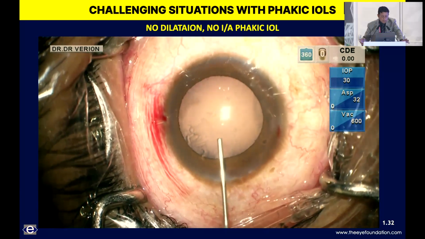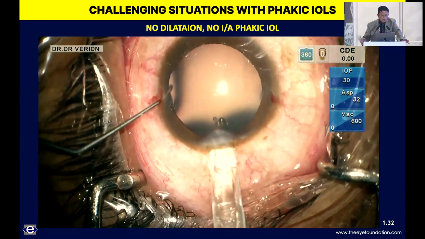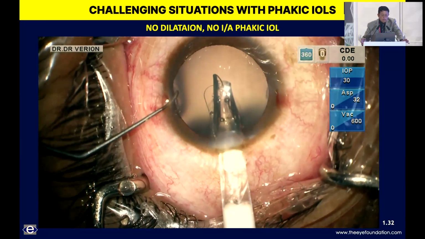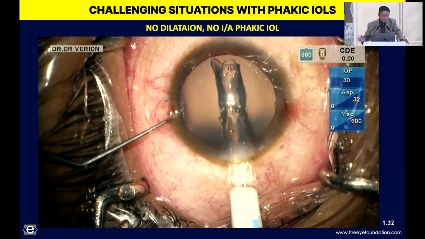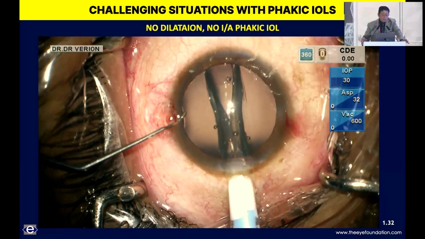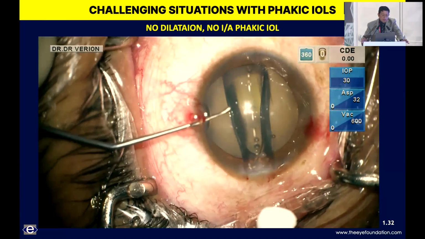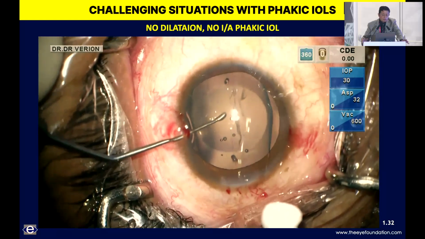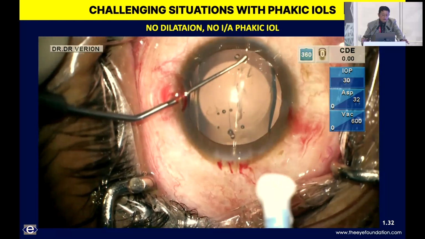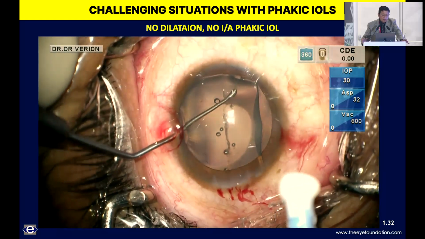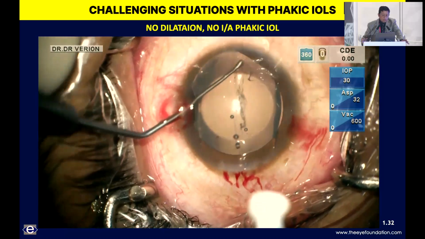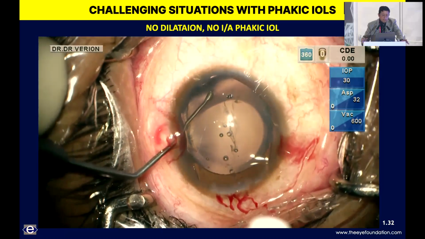And that's actually cohesive viscoelastic that is going in, and you can see that the pupil dilates very well with this, and there's no pre-operative dilatation that is necessary. The iris coverage of the lens capsule is something that I've got used to in the last 3 to 4 years. And instead of HPMC, what I use is cohesive viscoelastic like Healon.